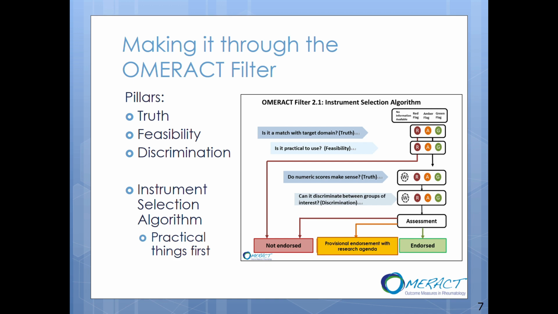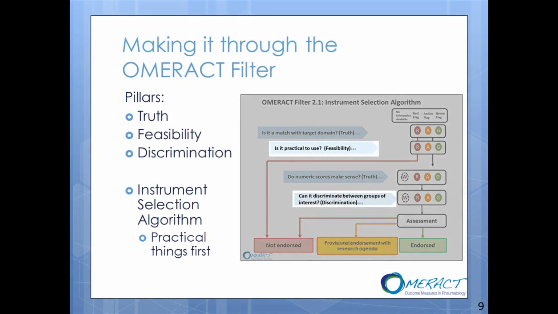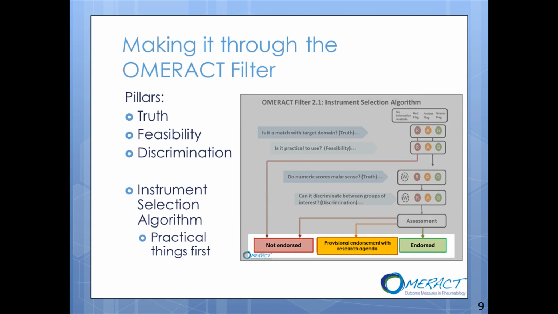It's looking to make sure that an instrument is truthful, and that's been split into two of these signaling questions you see in the chart on the right. Is it a match for the target domain? And do the numeric scores make sense? Both of those reflect truth. Feasibility, is it practical to use? And then discrimination, the bottom signaling question, can it discriminate between groups of interest? You'll be giving it a red, an amber, or a green rating, and we'll be going through that in a little bit more detail.